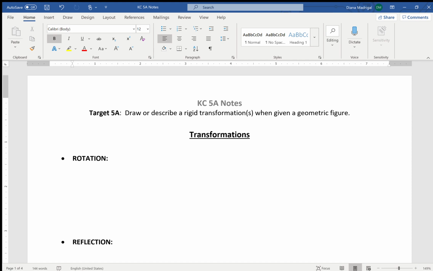So our objective or MLO for this target is to draw or describe a rigid transformation when given a geometric figure. So if they give us a picture, we should be able to tell what kind of transformation happened. I'm going to explain to you the four transformations that we're going to be talking about in this target. The first one is rotation.